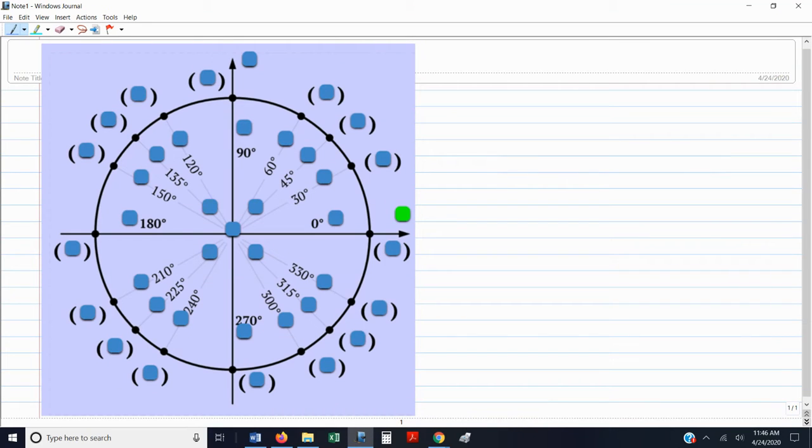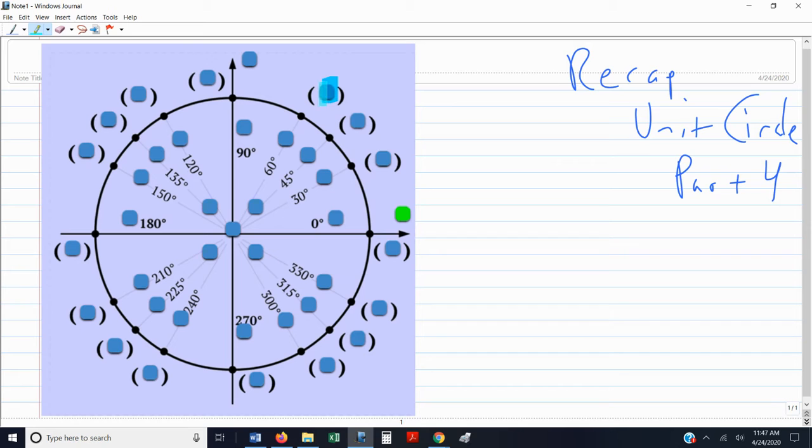All right, this is our recap video of the unit circle. I believe this is part 4. And what you're looking at is the game board for the game that you guys are going to be trying. What I wanted to help you with today is how to place the coordinates. All of the coordinates that you are given are going to go in these parentheses, like x comma y. And so that's where you'll be clicking when you see a coordinate.